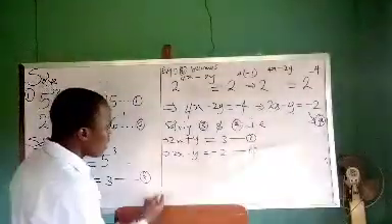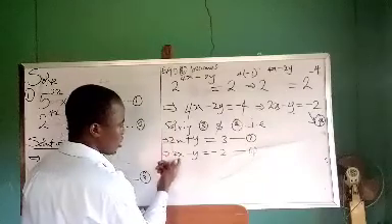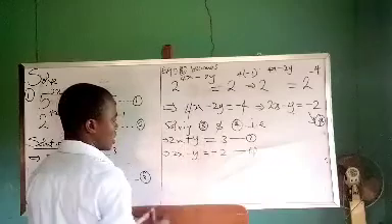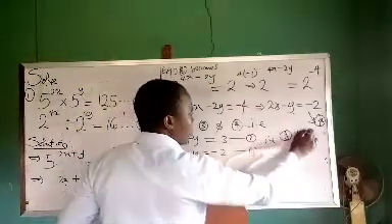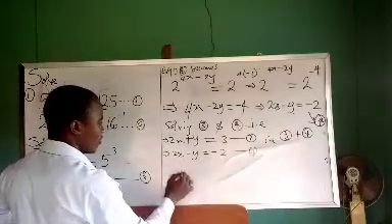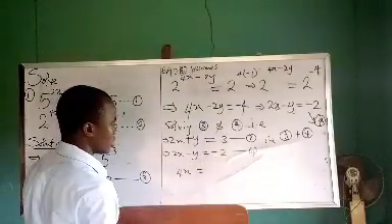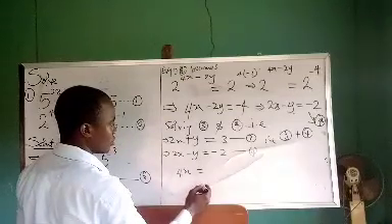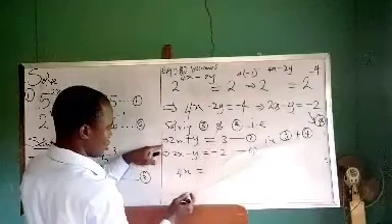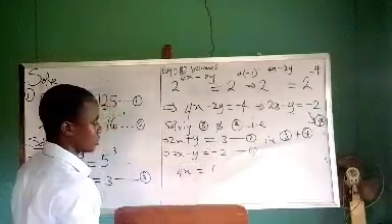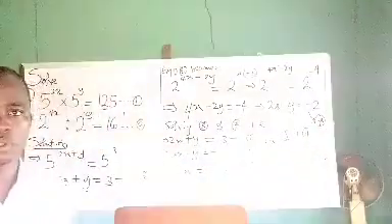So by the elimination method, let's say we add equation 3 plus 4. We have 2 plus 2, we have 4x. This one equals 3 minus 2. We have 3 plus minus 2, we have 1. Therefore, x will be equal to 1 over 4.